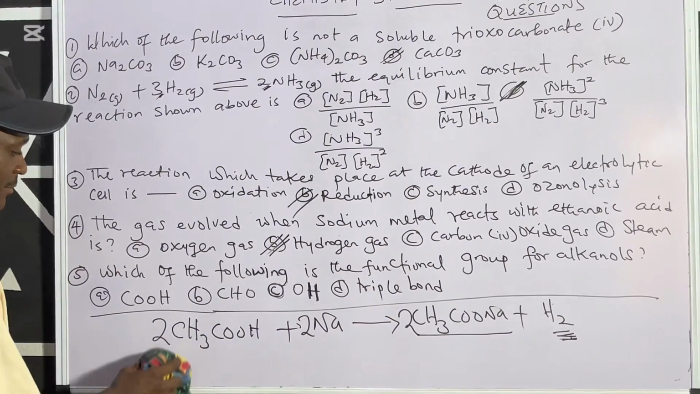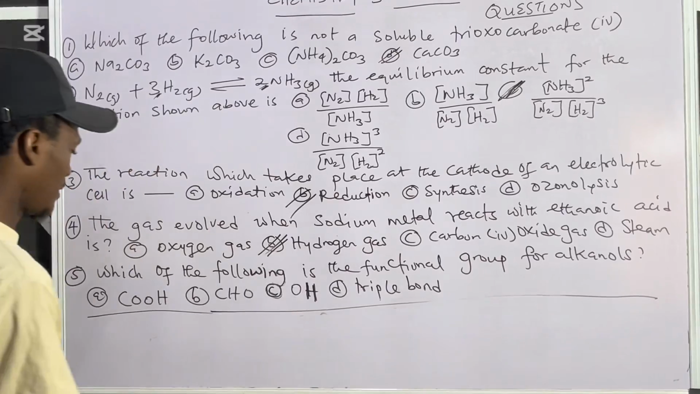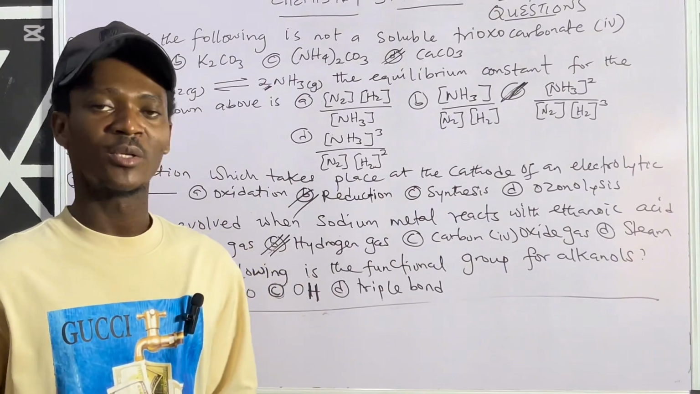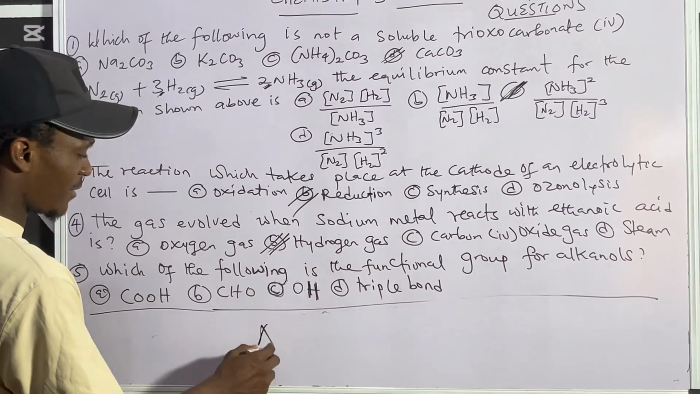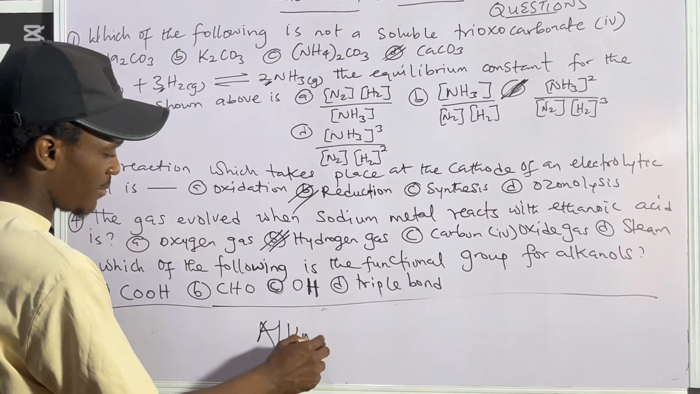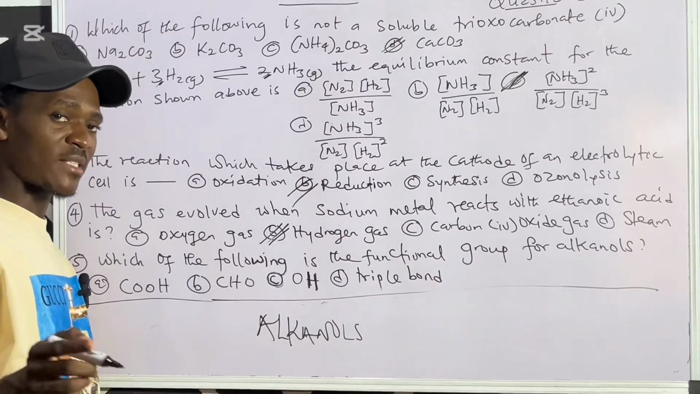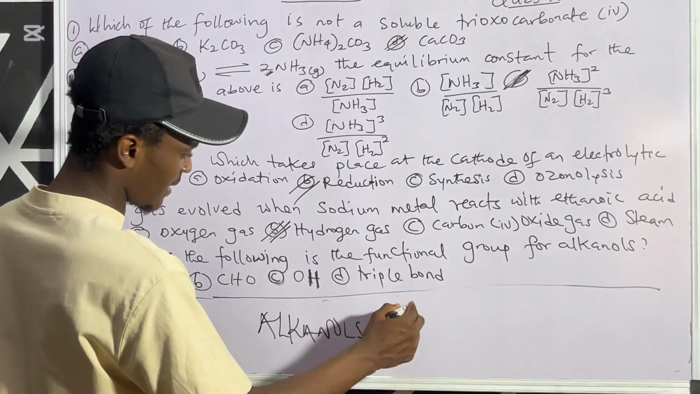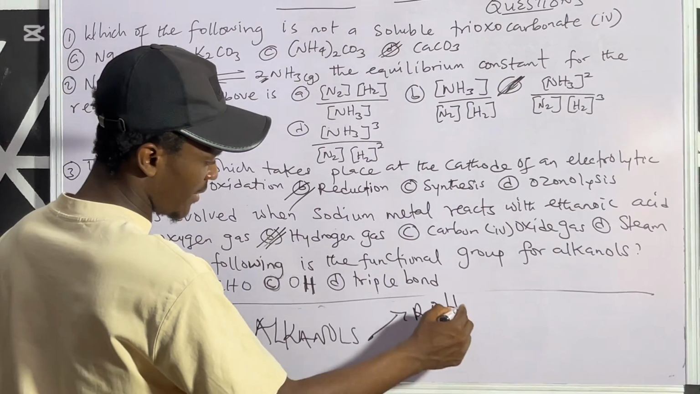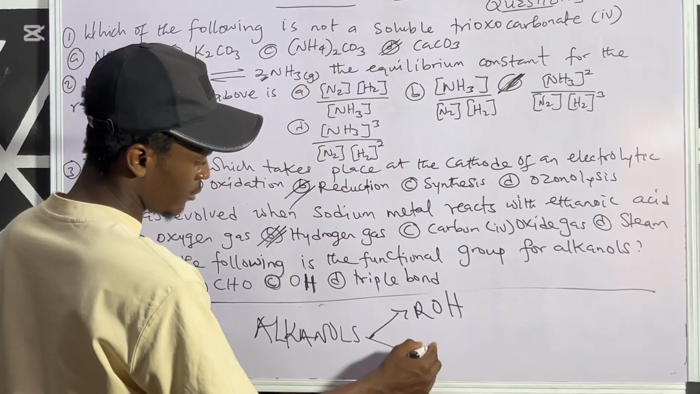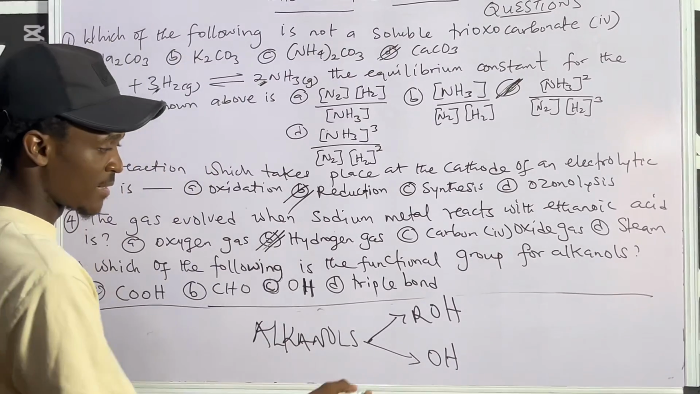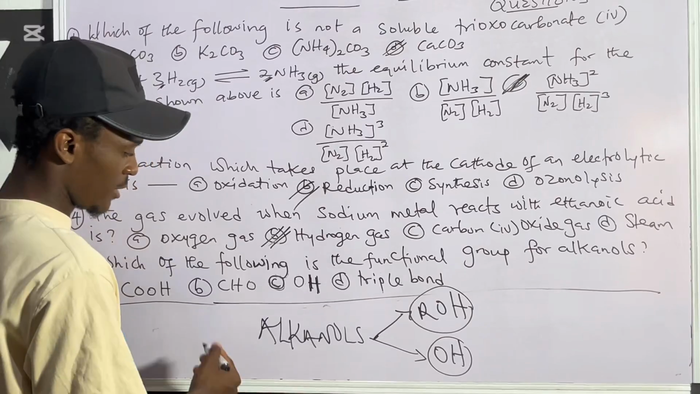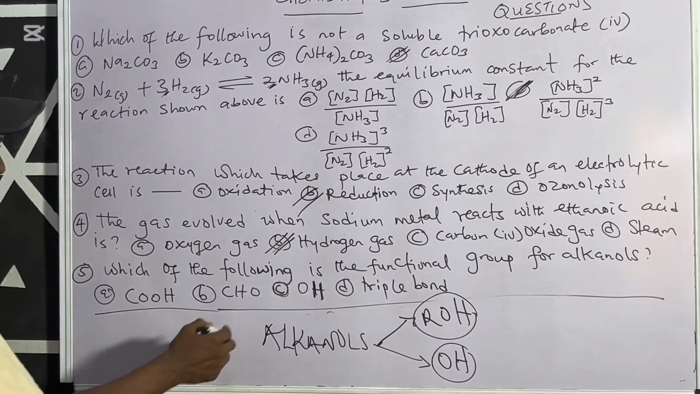Then number 5. Which of the following is the functional group of the alkanols? Now they are taking us to organic chemistry. Now alkanols, they are under organic chemistry too. And there was a video lesson I made in this channel, where I said that alkanols are known by their general formula ROH, and they are known by their functional group OH. Simply means that ROH is the general formula, then OH is what? Functional group. So the functional group of alkanols is OH.